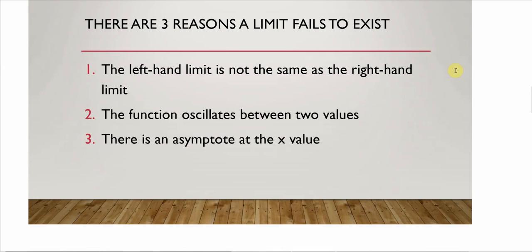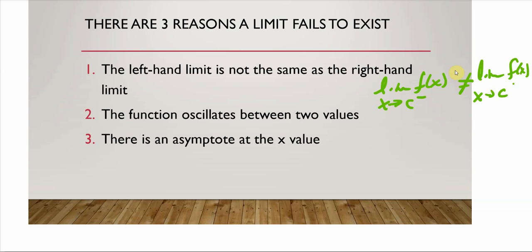So let's go ahead and look at the 3 reasons why a limit fails to exist. Number 1, when we did one-sided limits, you found out that the limit doesn't exist when the left-hand limit is different from the right-hand limit. So the notation for this, we're going to say that the limit of f of x as x approaches c from the left is not the same as the limit of f of x as x approaches c from the right. That's the first reason why the limit fails to exist.